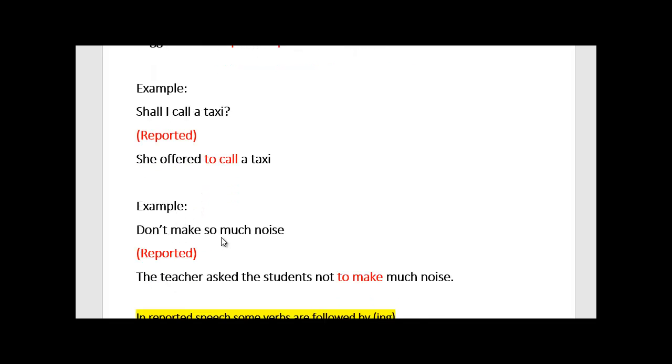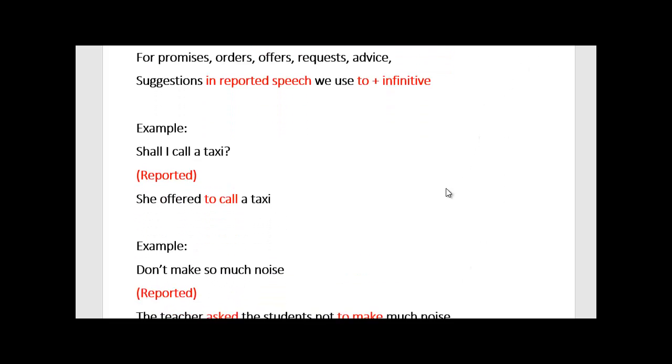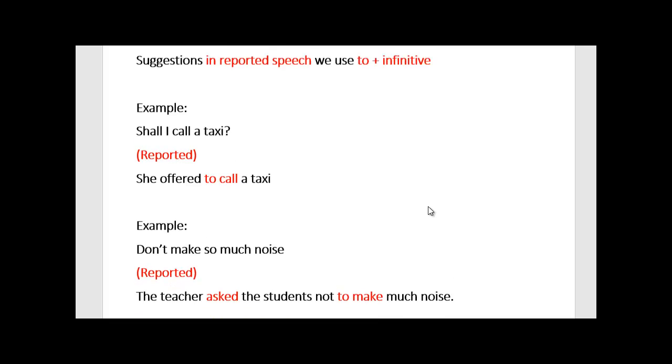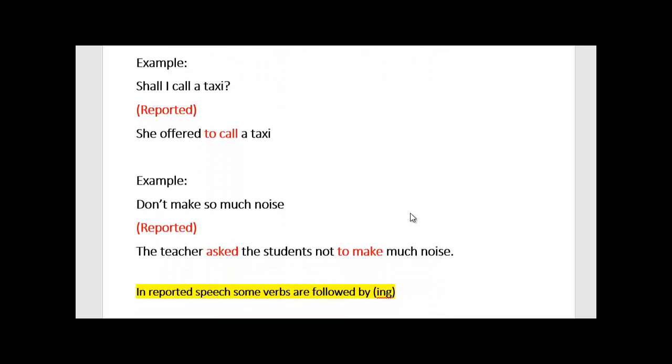Another example: "Don't make so much noise." If you're reporting this, "The teacher asked the students not to make so much noise." "Asked" is more polite. Here, to ask the students not to, so in a polite way, okay?